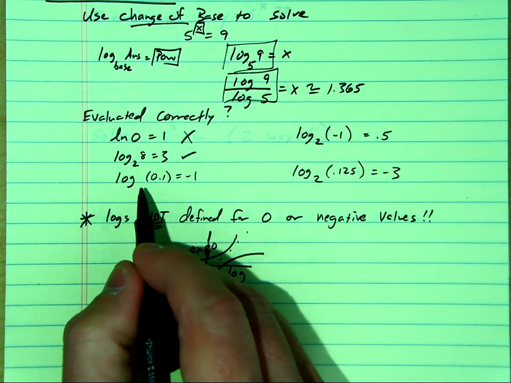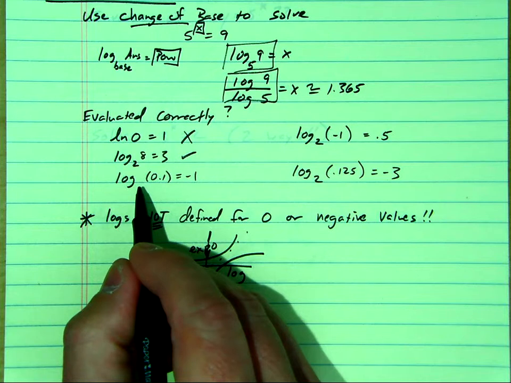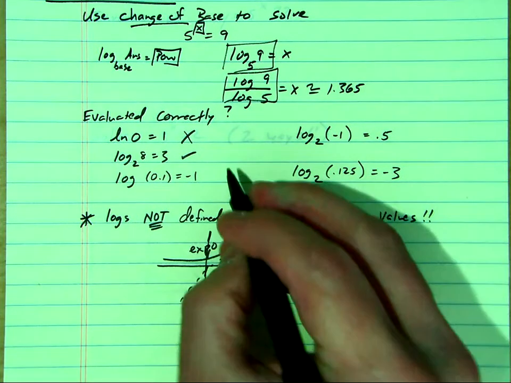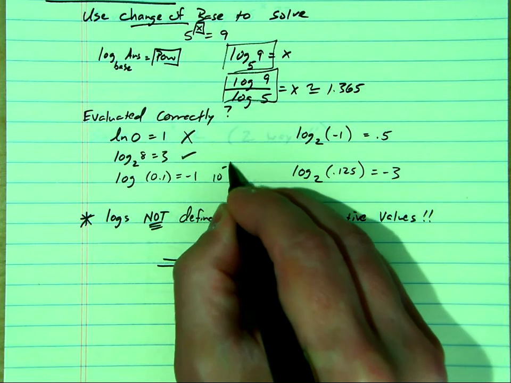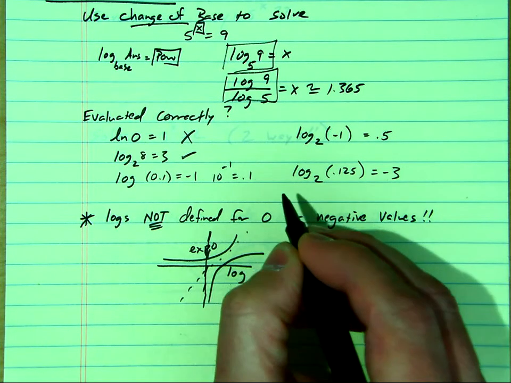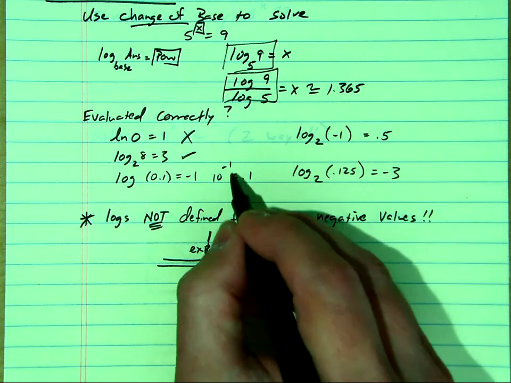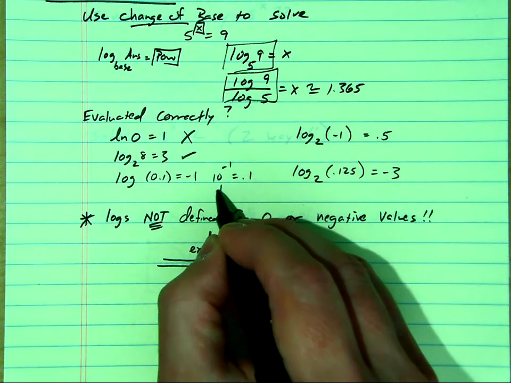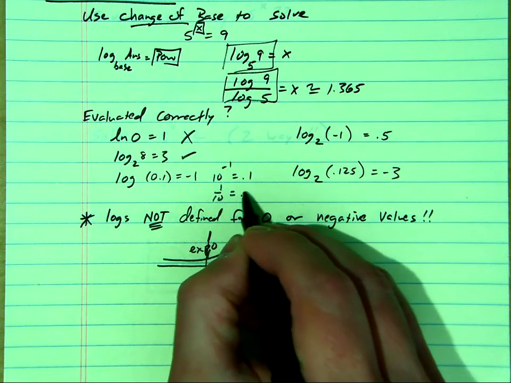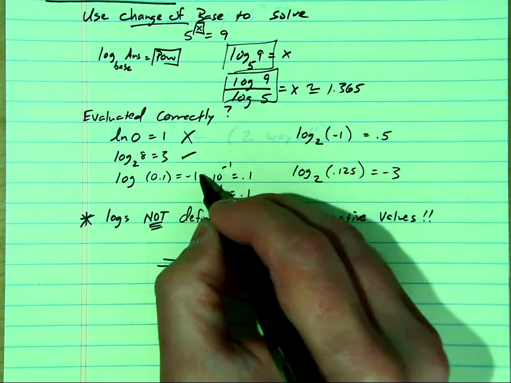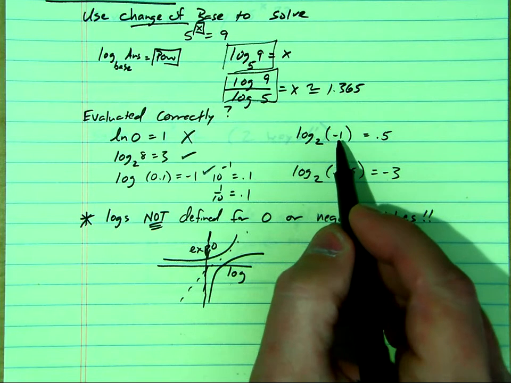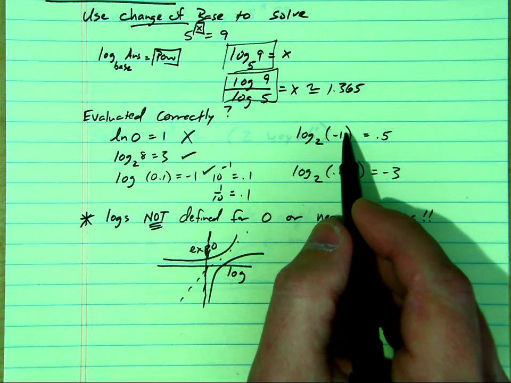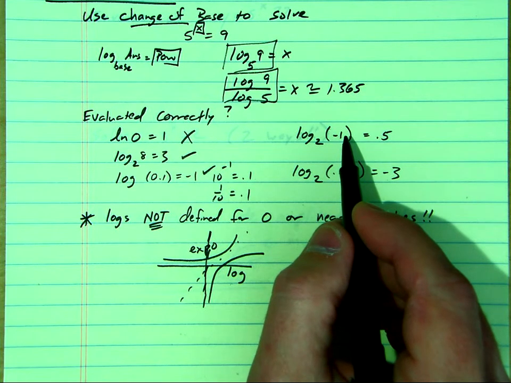How about this one? What's the base right here? 10 to the negative 1 equals 0.1. Is that true? Remember the rules of negative exponents we went over before reviewing for the CASP? Isn't that 1 over 10? Isn't it the same as 0.1? Yep, that one's true. How about this one? Is this one true? No, why not? Negative values. Logs are not defined for negative values.